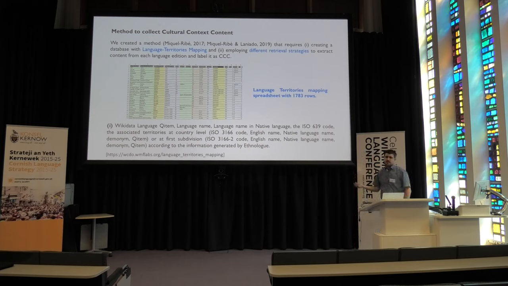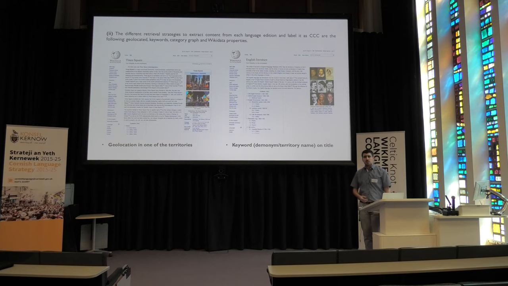For this particular mapping, I took the languages with the native characteristic, with the indigenous characteristic, and with the official characteristic. So with this sort of Rosetta Stone, I could start getting the CCC by applying different strategies. The first strategy to create the CCC is easily to retrieve geolocated articles, because these are what defines the context, the territory, what it is.